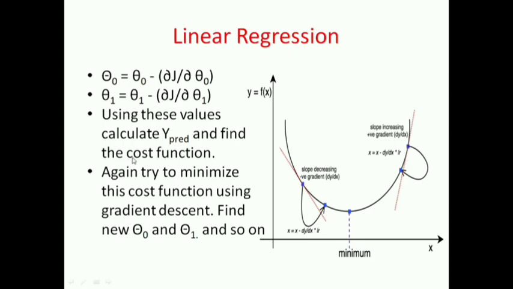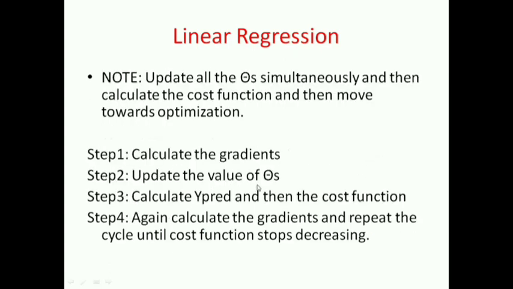So if the cost function satisfies this condition, then we will stop our algorithm, the loop that we are running. Otherwise, we will continue and again try to minimize this cost function using gradient descent. Again, we will find theta naught and theta 1 using gradients. The point to be noted here is to update all the thetas simultaneously, then calculate the cost function, and then move towards the optimization.